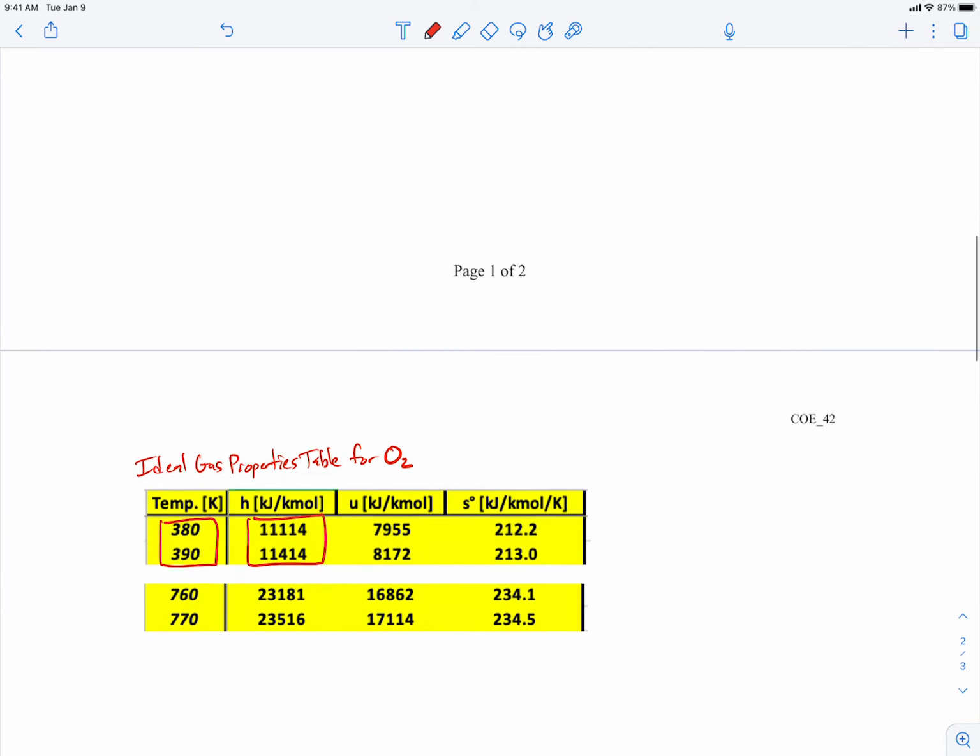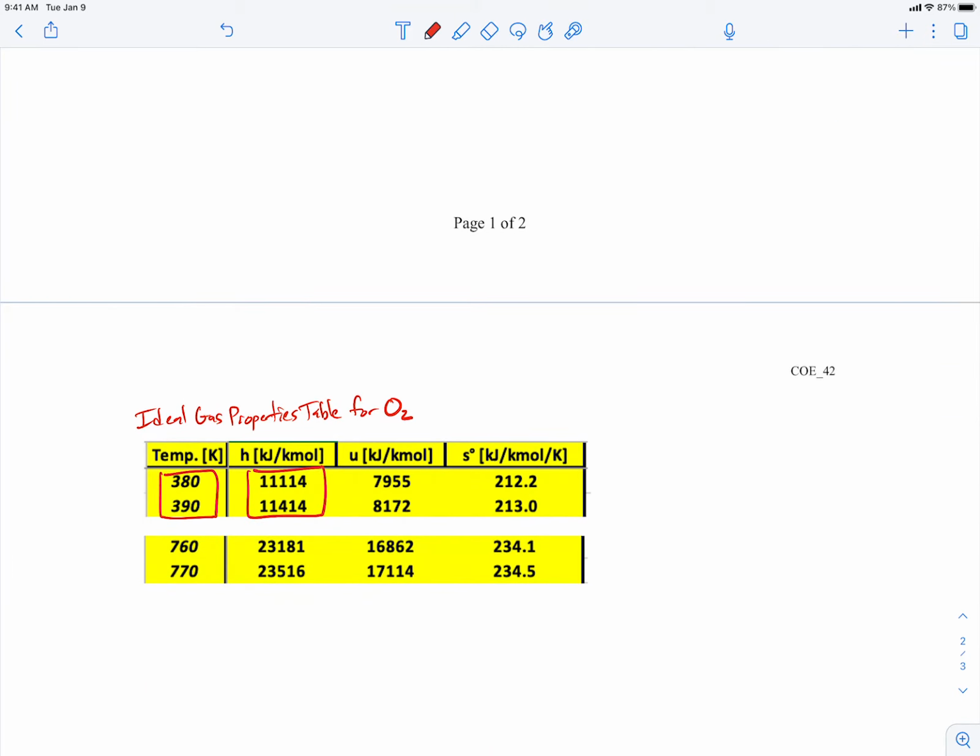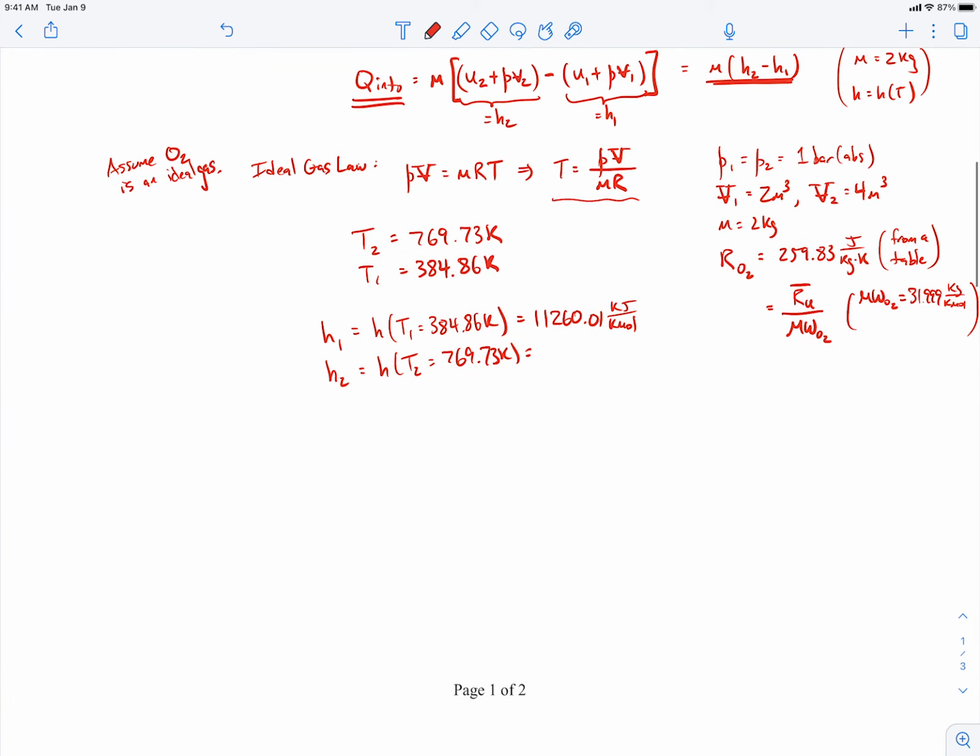Again, going back to the table, you'll see that the temperature of 769 Kelvin is somewhere between those two, so you'll have to do some linear interpolation. It'll be awfully close to this value at 770 Kelvin. But if you do that linear interpolation, this one comes out to be 23,507.09 kilojoules per kilomole.